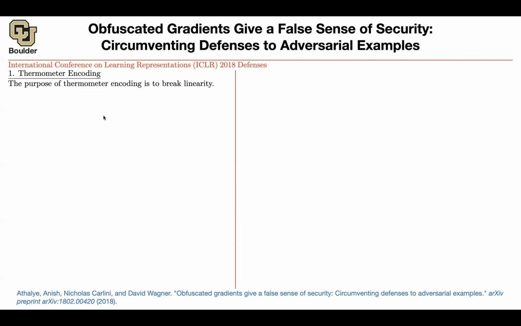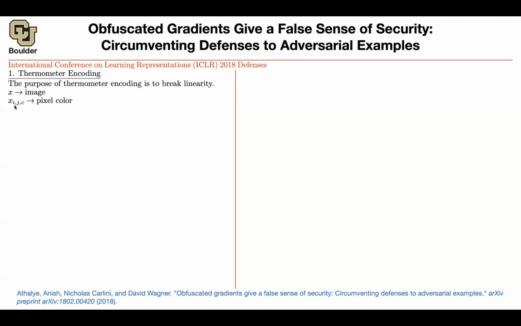The idea is that you want to break linearity. Their idea is, if you manage to break linearity, then your adversaries are not going to be able to backpropagate through your neural network to reach the input image. And maybe because they cannot backpropagate, then you're stopping them from attacking you. That's an idea.